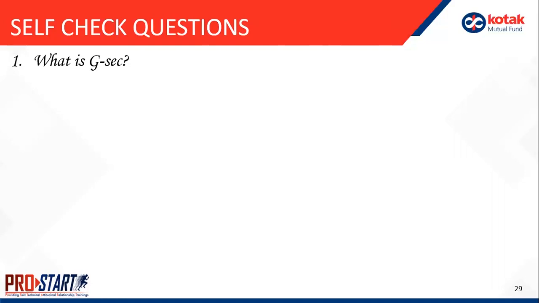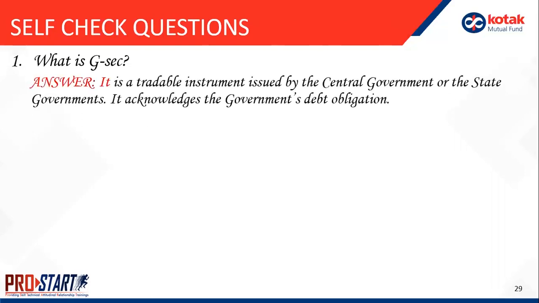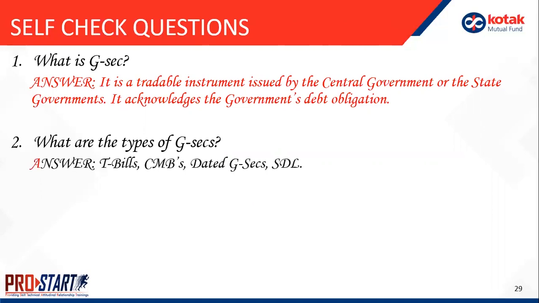It is government security. These are tradable instruments issued by the central government or state governments. It acknowledges the government's debt obligation. Question number 2. What are the types of GSECs which we have seen? Very simple one for you. The answer is T-bills, CMBs, dated GSECs or dated securities, and SDLs or state development loans.